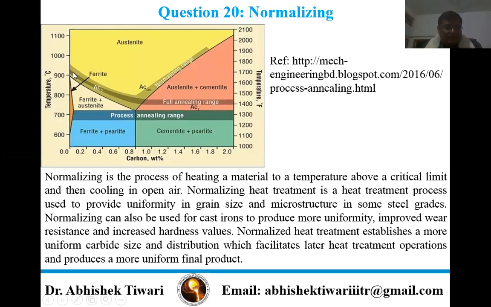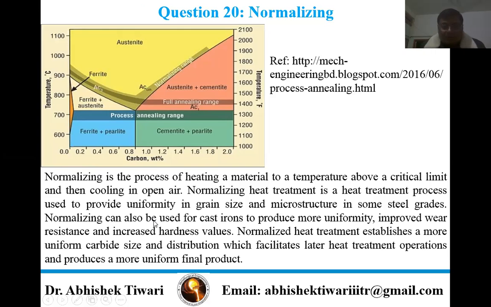So this is the normalizing range. This is AC3 and this is ACM. So above AC3 and ACM. This, so AC already so far is there. So this is A3 and this is ACM, and so this is AC3 and ACM. Okay, so just above this line, this temperature range.